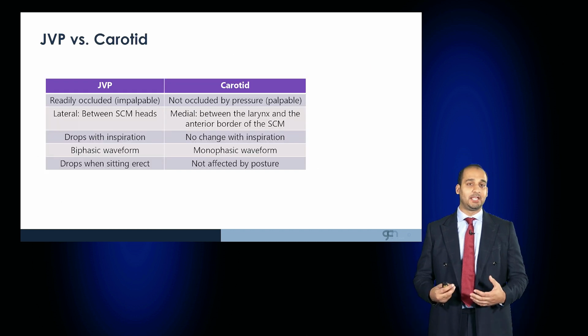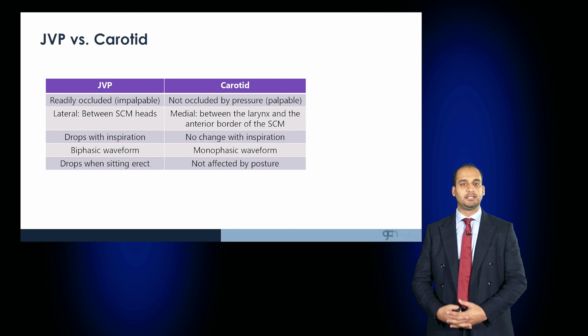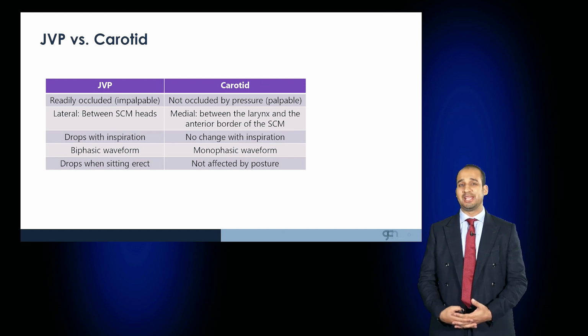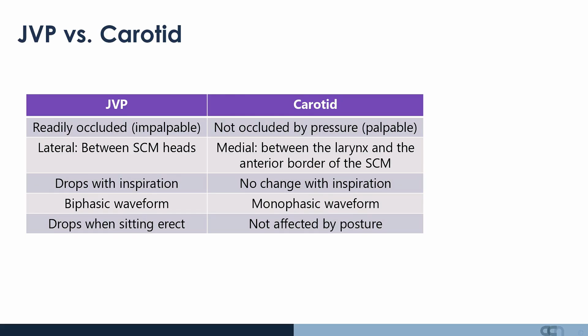You may be asked to discern the JVP from the carotid. Note that the JVP is readily occludable by digital pressure and so is impalpable, whereas the carotid remains palpable. The JVP is found laterally between the heads of the sternocleidomastoid, whereas the carotid is found medially between the anterior border of the sternocleidomastoid and the larynx. The JVP is affected and drops with inspiration, whereas the carotid does not change. The JVP has a biphasic waveform and the carotid has a monophasic waveform.